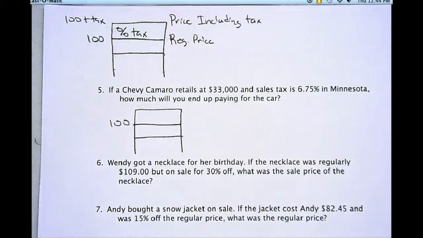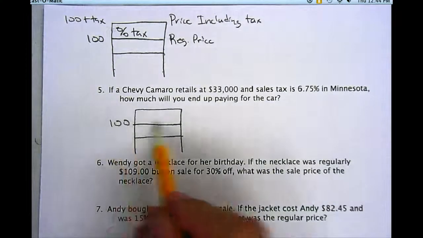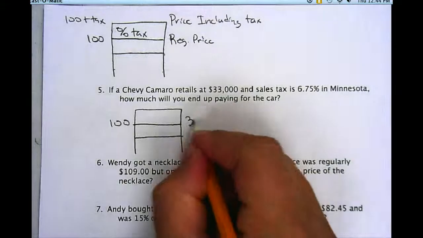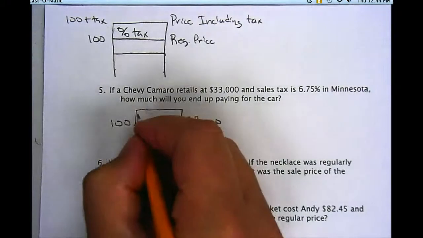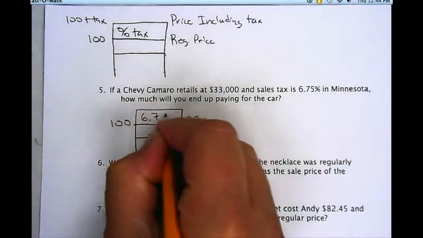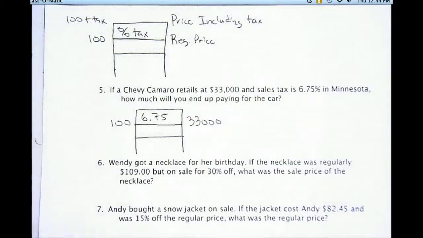So let's do this one. $33,000 is what the car costs, so that's 100% of the cost of the car. But I have to pay more than 100% of the cost of this car because I have to pay sales tax on it also. The sales tax in Minnesota is 6.75%, so I'm going to put 6.75% right there in the middle, just like I did when it was a percent discount.